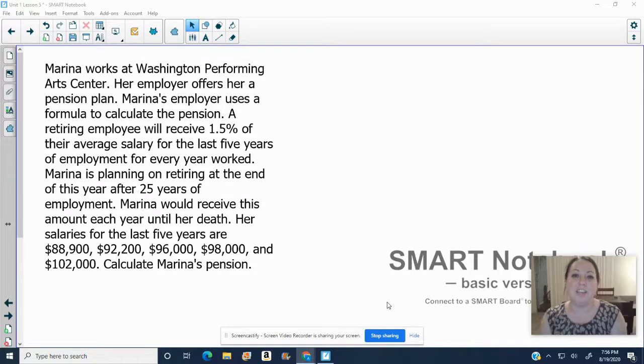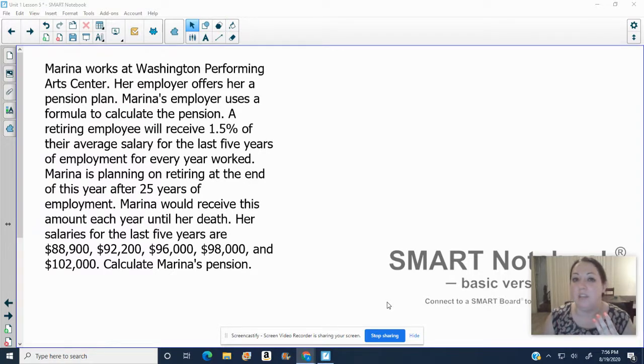Okay, we are going to take a look at example 7 about a pension plan and how it's calculated. A pension plan is always going to be calculated with 3 basic pieces of information. The first is a percentage set by the employer. The second is years of service, like years worked. And the third is an average of salaries.